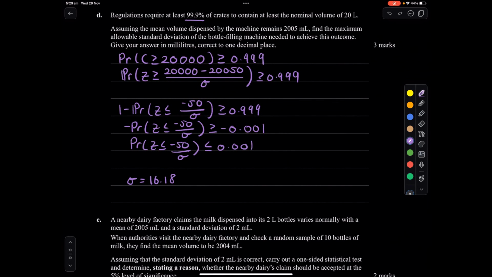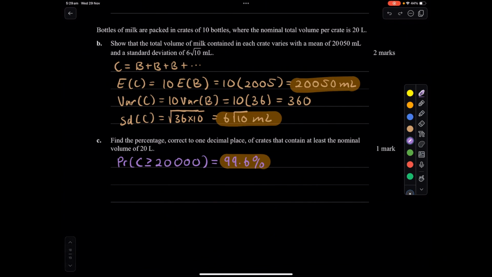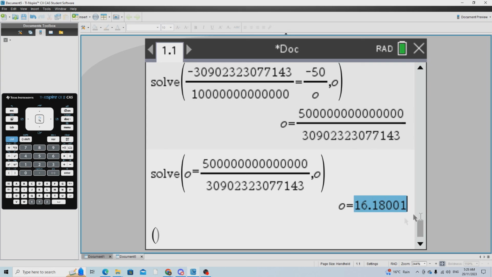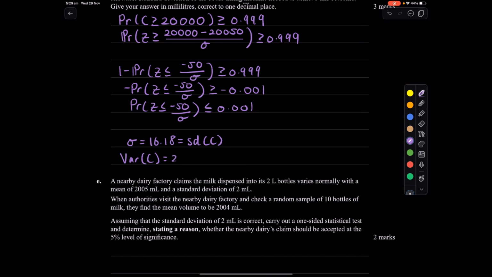And so, okay, if we got that, how do we go back to this? Have a look at this formula. We use this formula over here. Pretty much this over here is the standard deviation of the crate. So if we find the variance of the crate, it's just squaring it. Squaring this over here, we get 261.7927.